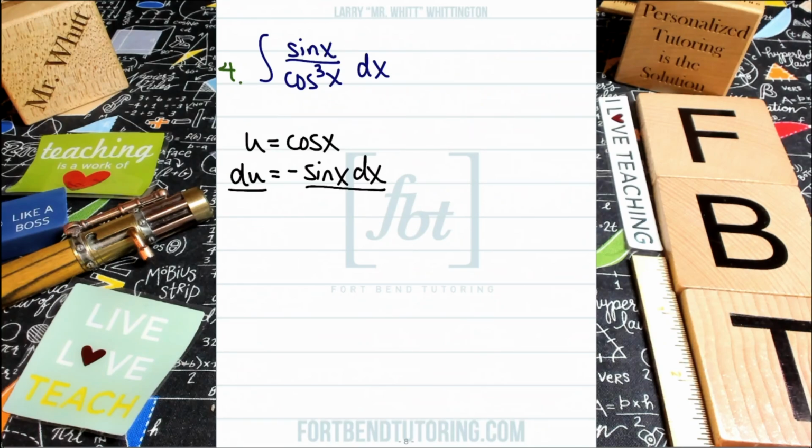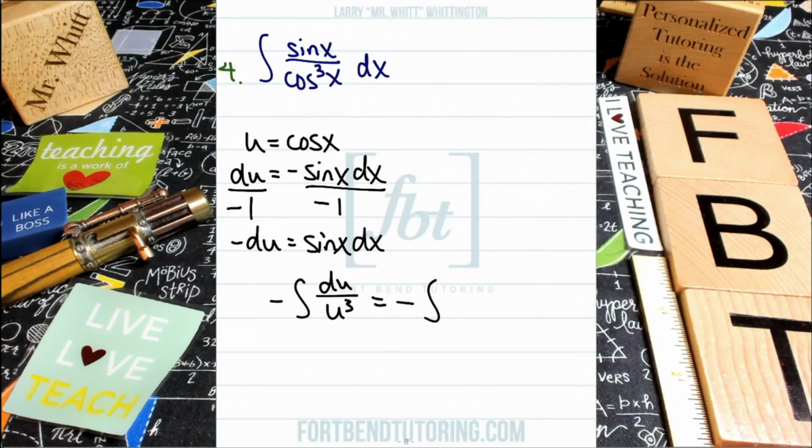So that's exactly what I'll be doing right now. I'll end up with negative du equals sine x dx, just like that. And with this, I can now rewrite the original integral as the following. I'll have a negative integral of du over u cubed. Or you could also say it's a negative integral of u to the negative third power du.